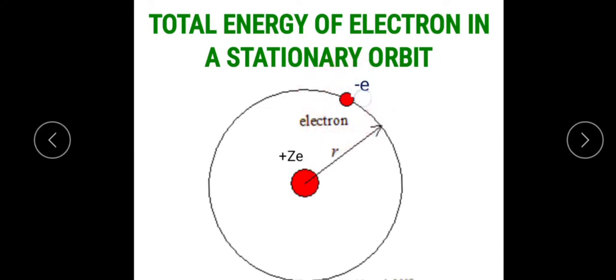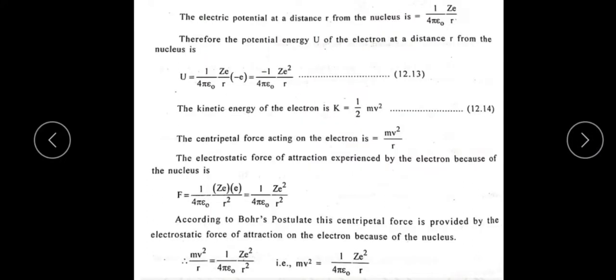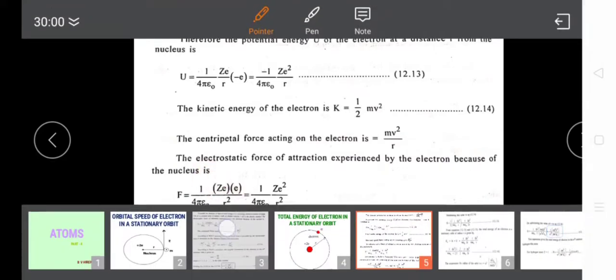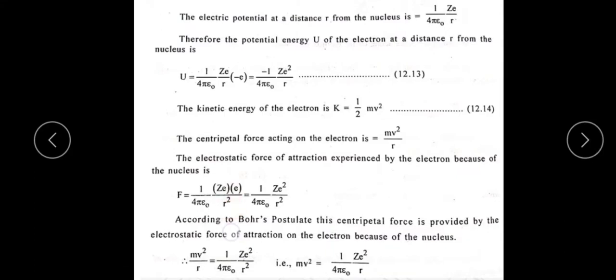That attractive force F is equal to, we know the formula, 1 divided by 4 pi epsilon naught, q1 q2 divided by r square. Here q1 means the charge of the nucleus and q2 means the charge of the electron. As per that, F is equal to 1 by 4 pi epsilon naught, Ze into e divided by r square. Therefore, Ze into e becomes Ze square, so 1 divided by 4 pi epsilon naught, Ze square divided by r square.